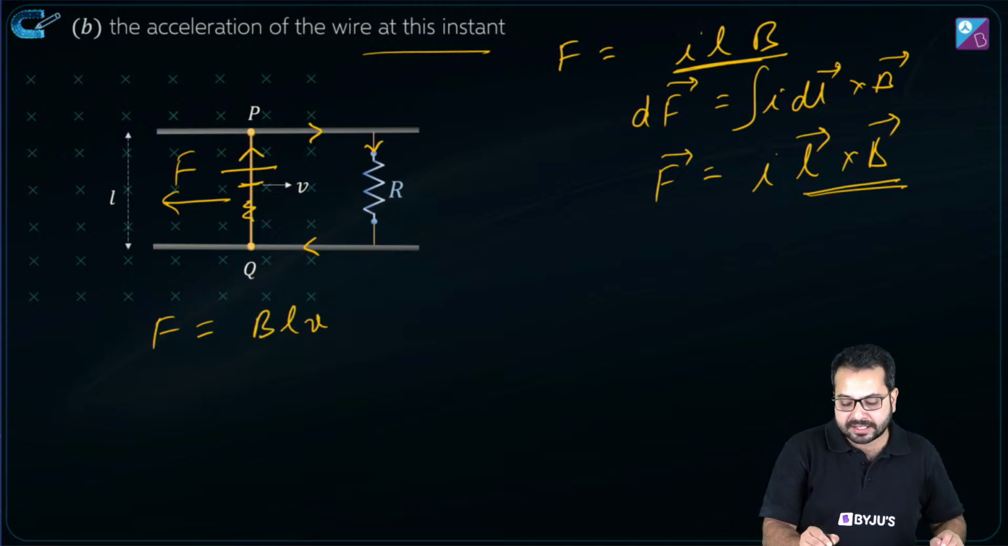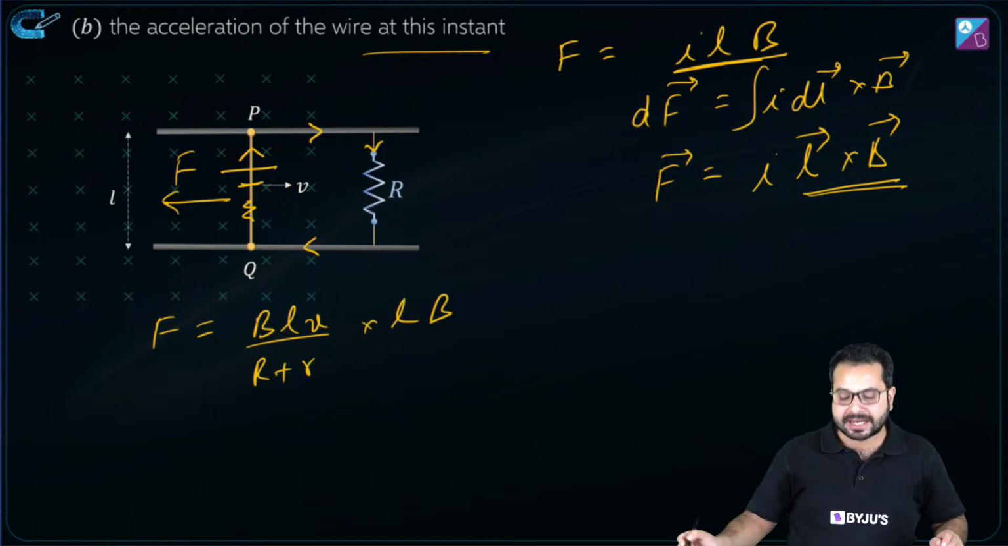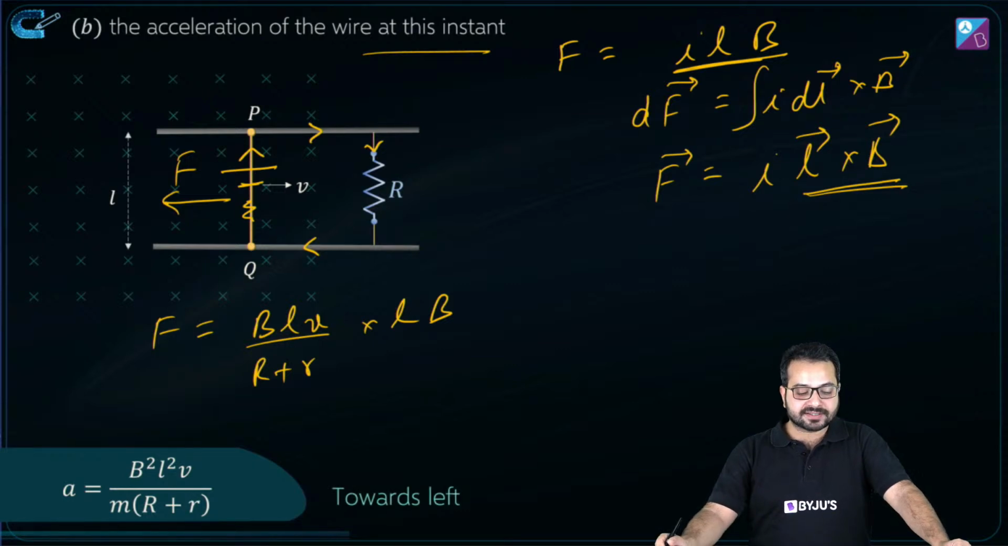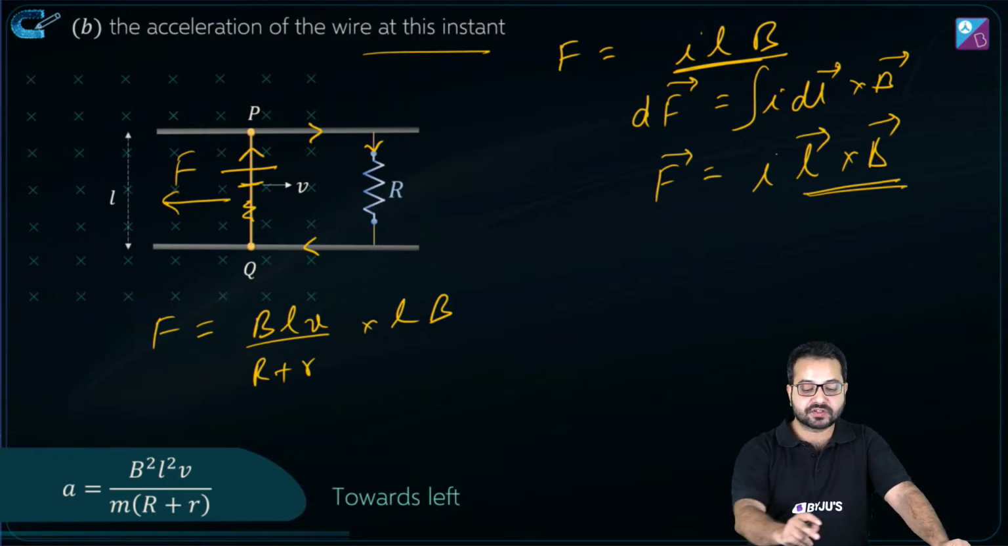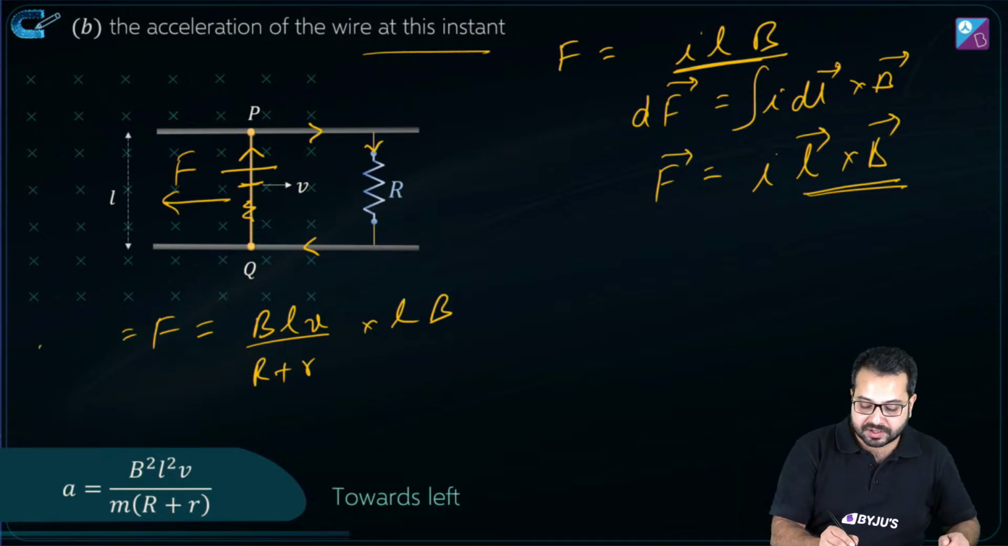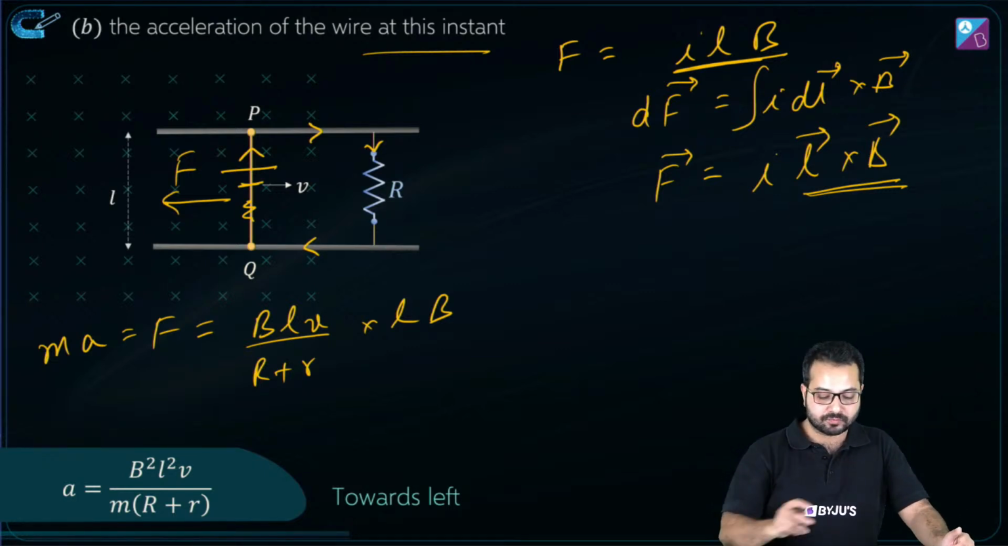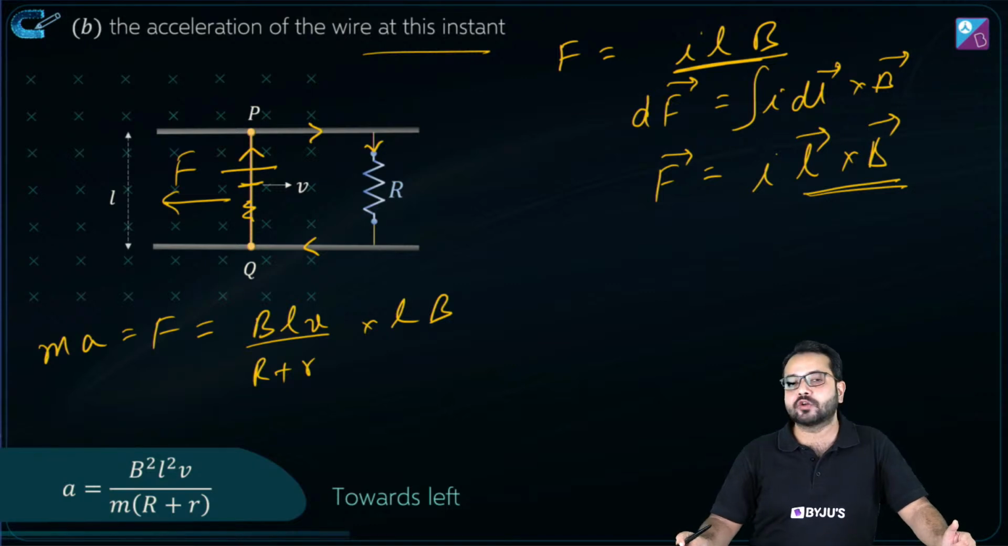I is BLV divided by capital R plus small r. Then we have to multiply it by L into B. So we are going to get acceleration as, this is the force, and force can be written as mass times acceleration, and then you divide it by mass. So the acceleration will come out to be B square L square V upon M into capital R plus small r.